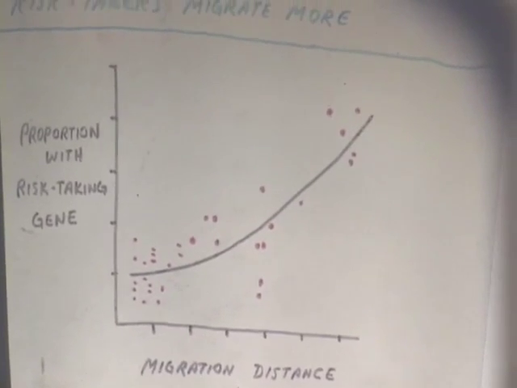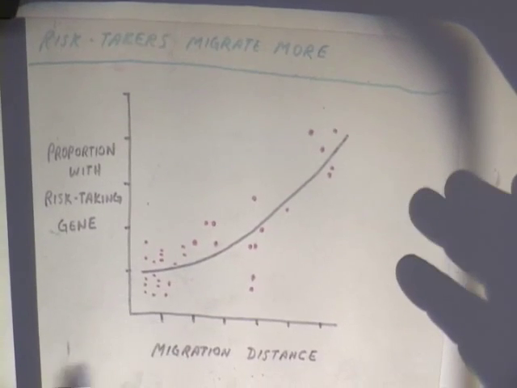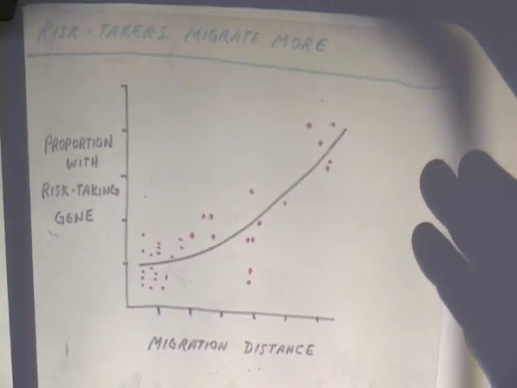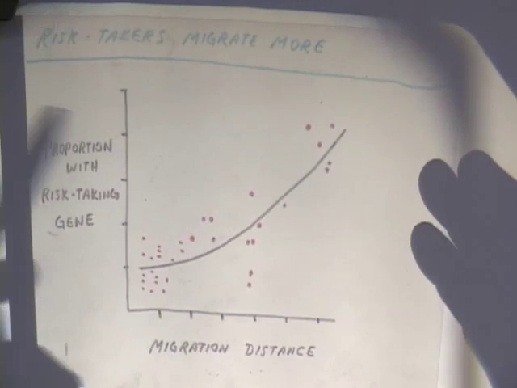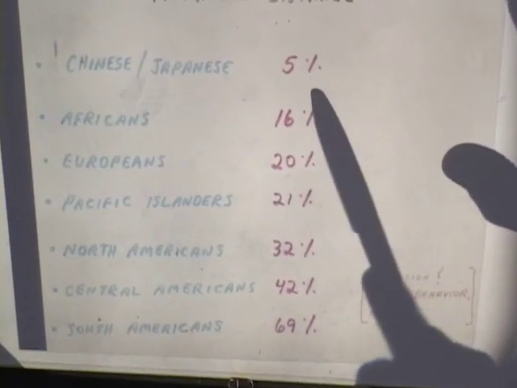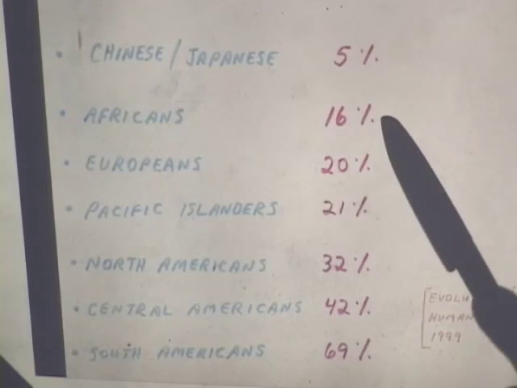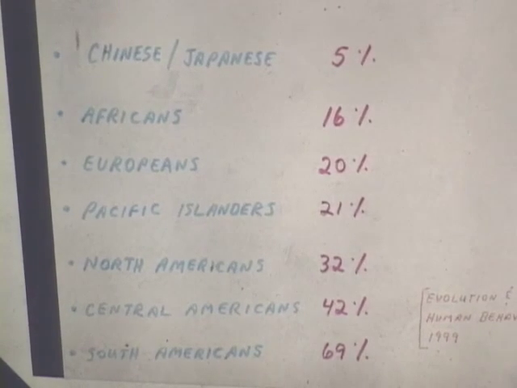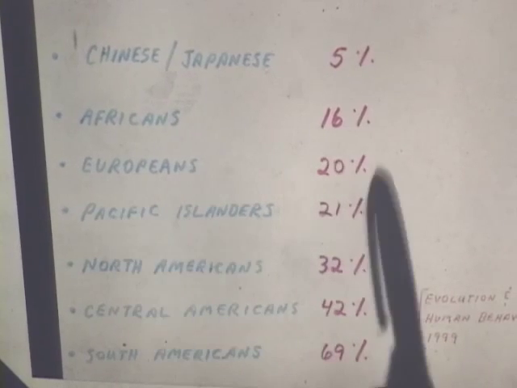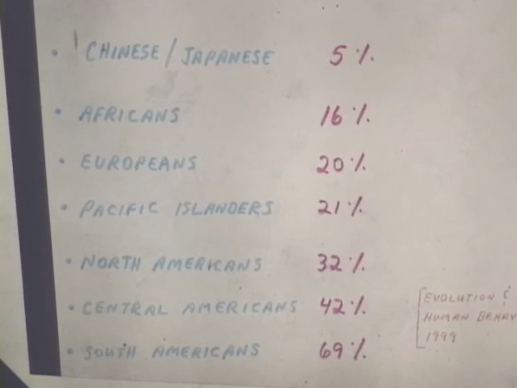Migration distance from, and people all disagree on where they should say the original point of evolution is, but they found that the further the distance was, the higher the proportion of individuals with the risk-taking gene. In particular, among Chinese and Japanese, 5%. These are people living in those geographic regions. Africans were at about 16% who have at least one copy of the long allele. Europeans are at 20%, Pacific Islanders 21%, North Americans 32%, Central Americans 42%, South Americans 69%.